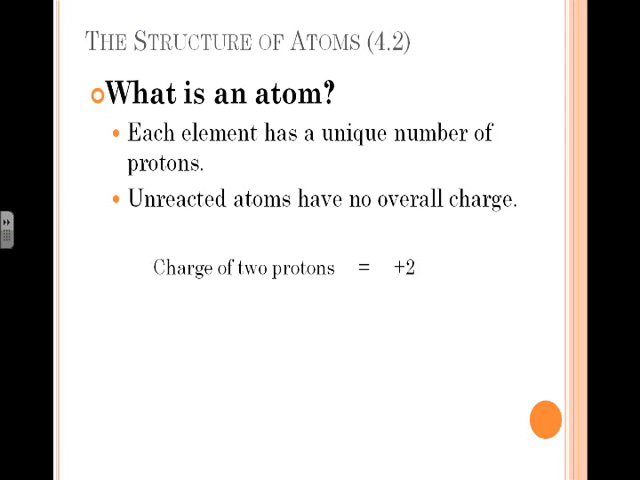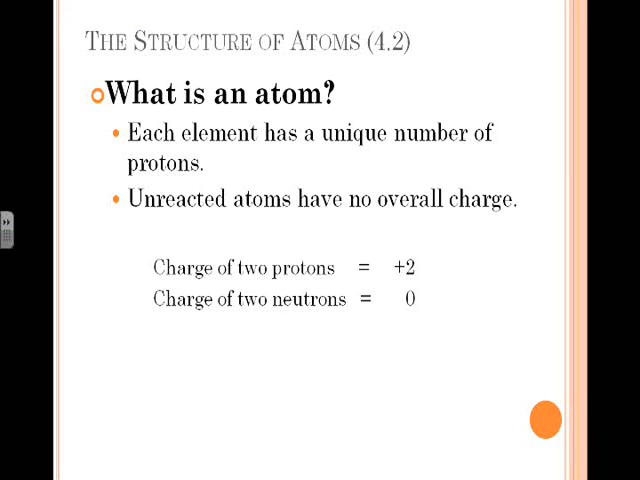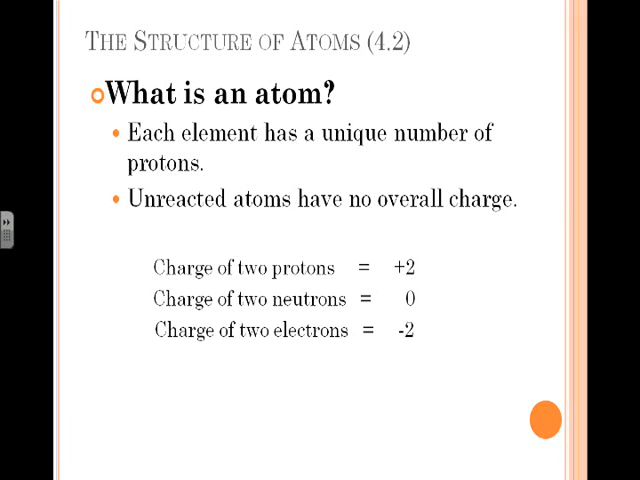Let's look at helium. Go ahead and find helium on your periodic table. Helium has 2 protons, so it has a +2 charge. Helium also has 2 neutrons. Remember, neutrons have no charge, so that's a 0. Helium also has 2 electrons, and that means we have a -2 charge. Do you see that when you add those up, it all equals 0? So the total charge of the helium atom is 0. Anytime we have an unreacted atom, like you're looking at on your periodic table, it has a 0 charge.